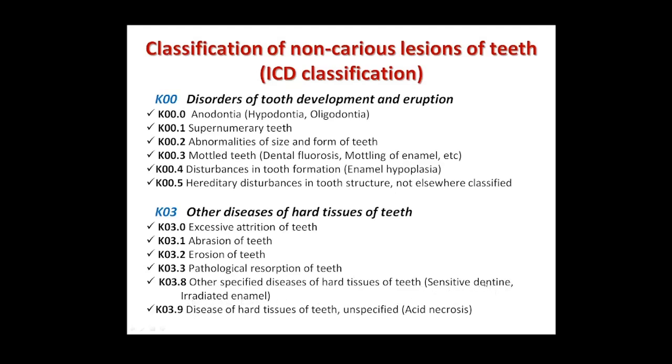Sensitive dentin, the same as hyperesthesia, and irradiated enamel, it's a type of necrosis of hard tissue after irradiation, after a special factor. And K03.9, diseases of hard tissue of teeth unspecified, like acid necrosis. This disease, exactly, acid necrosis, corresponds to this group, which has code K03.9.